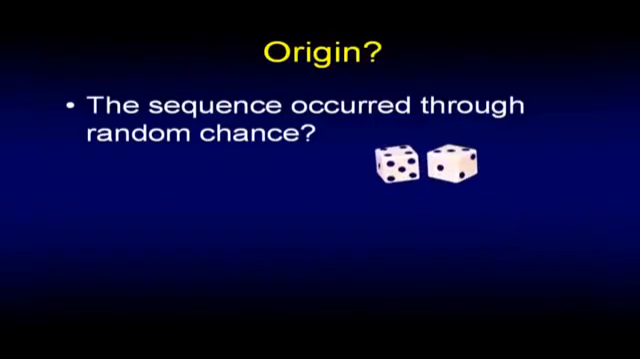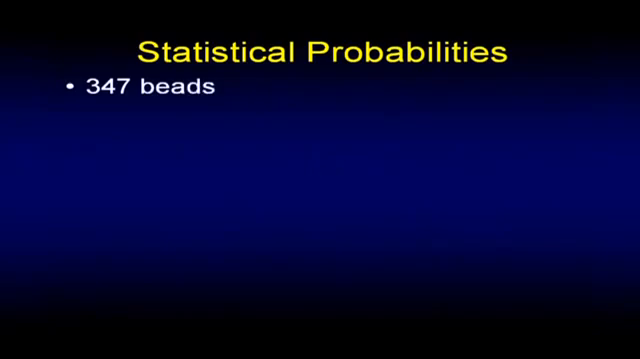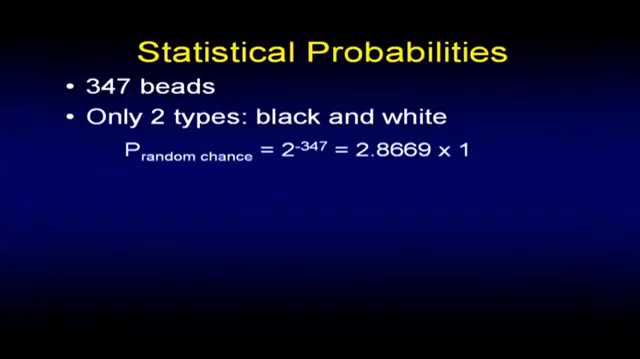Well, did this happen by chance or by design? I want you to ponder that for a moment. There are 347 beads on this string. Now, there's only two types of beads, a black and a white. So I have an alphabet of two. I have 347 of them, right? So the probability of getting any specific sequence is one chance in 2 raised to the 347th power.